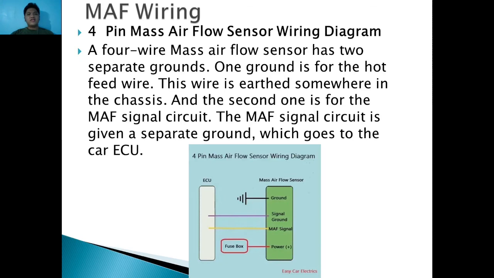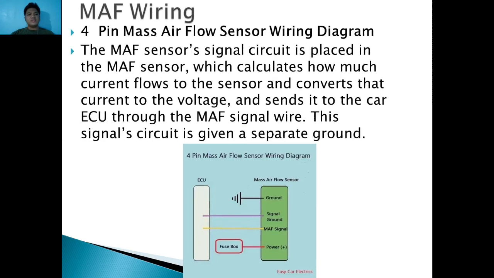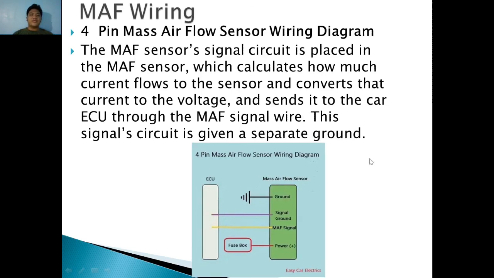A 4-wire mass airflow sensor has two separate grounds. One ground is for the hot feed wire. This wire is earthed somewhere in the chassis, and the second one is for the MAF signal circuit. The MAF signal circuit is given a separate ground which goes to the car ECU. The MAF sensor signal circuit is placed in the MAF sensor, which calculates how much current flows to the sensor and converts that current to the voltage and sends it to the car's ECU through the MAF signal wire. This signal circuit is given a separate ground.